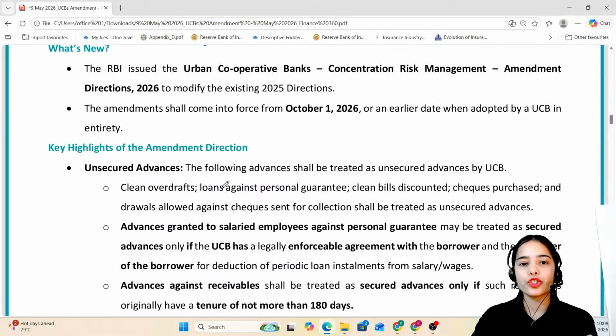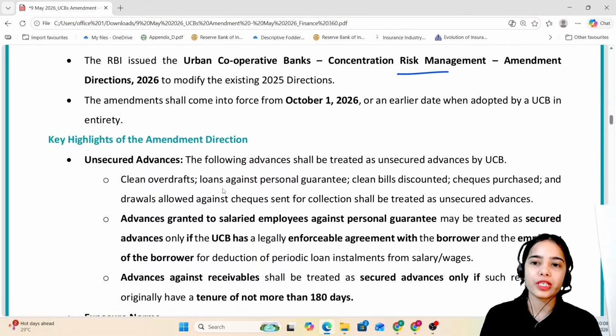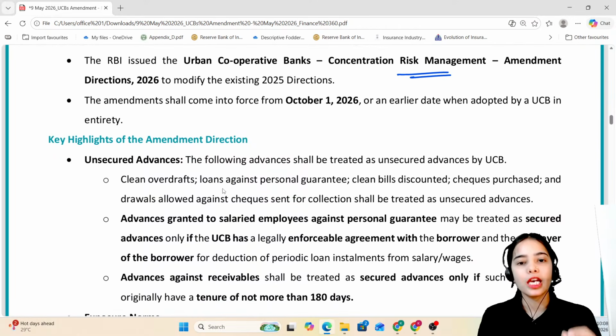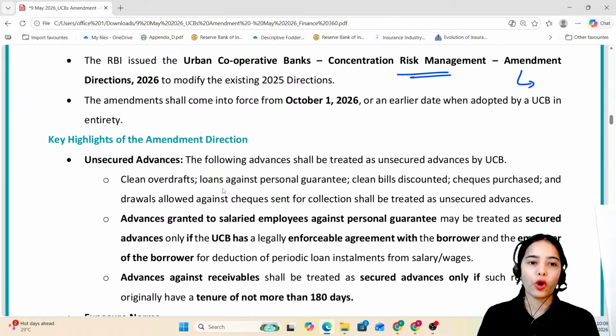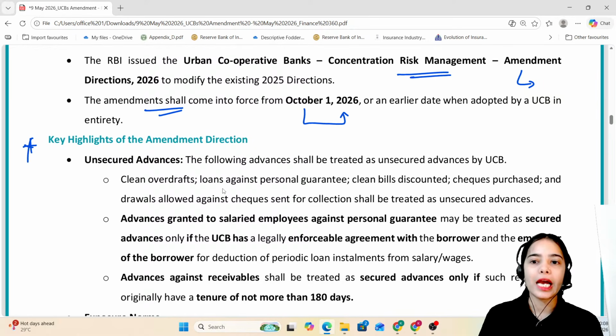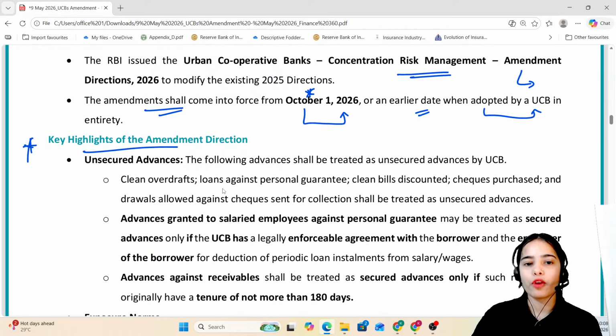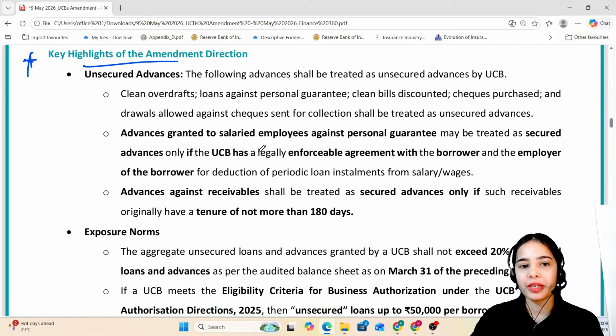Now the RBI issued the Urban Cooperative Bank Concentration Risk Management Amendment Directions, where certain amendments have been brought that we are going to discuss. These amendments shall come into force from October 1, 2026, or an earlier date when adopted by the UCB, Urban Cooperative Bank. But at maximum, the urban cooperative banks have to adopt these amendments by October 1, 2026. Now, what are the key highlights of the amendment directions?